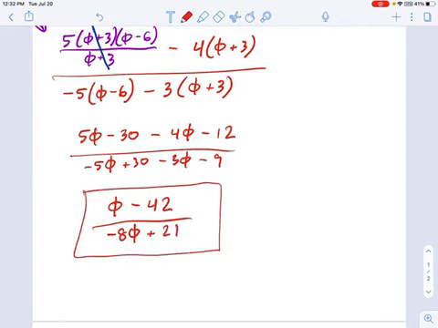Okay, so that is your answer. There's no GCFs. There's nothing else you can pull out of that to simplify it. We're all done.